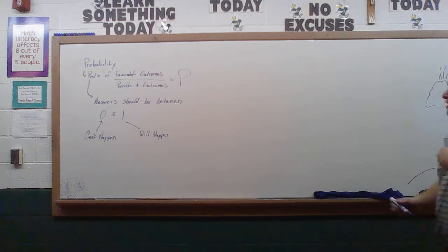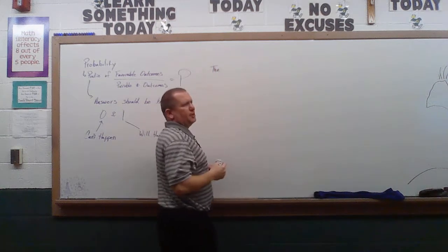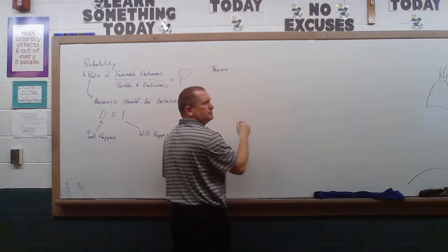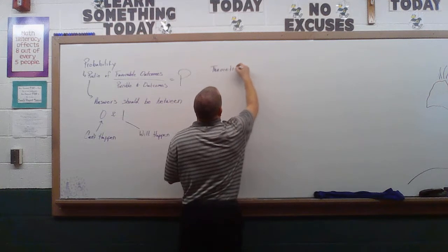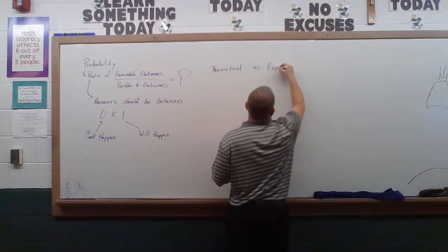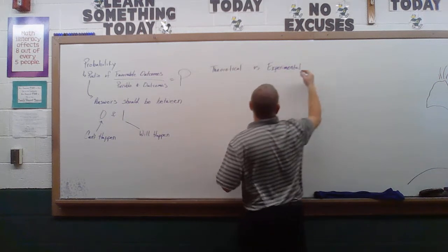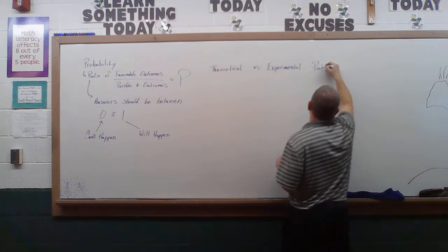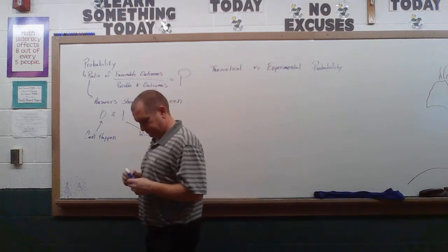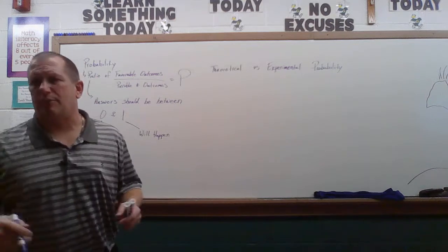So the next thing that they talk about is theoretical. Okay, let's spell this one right. Versus experimental. And these are both probabilities. So the difference between those two things: theoretical probability is me just doing the problem as I would do it.